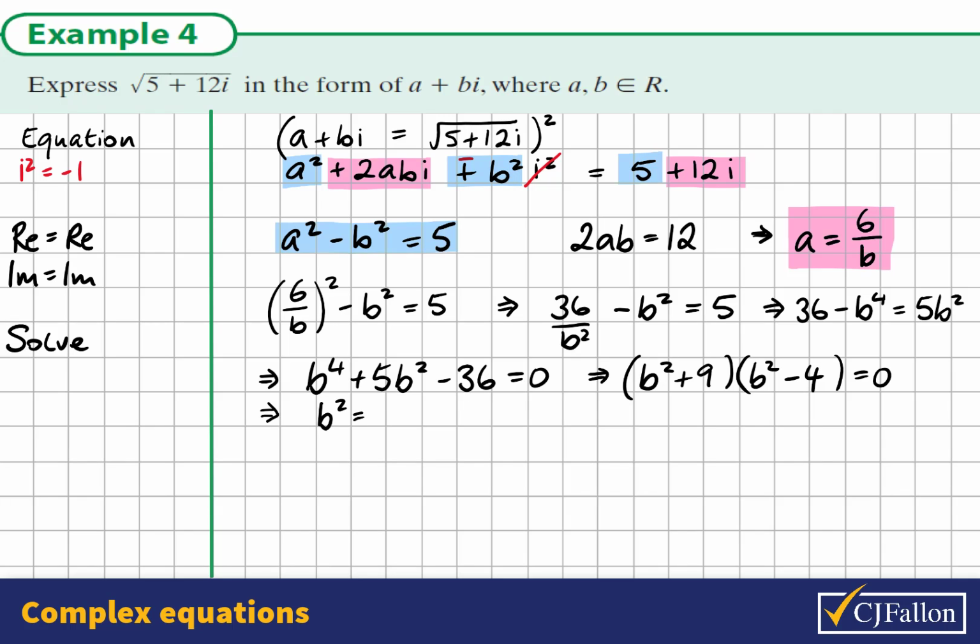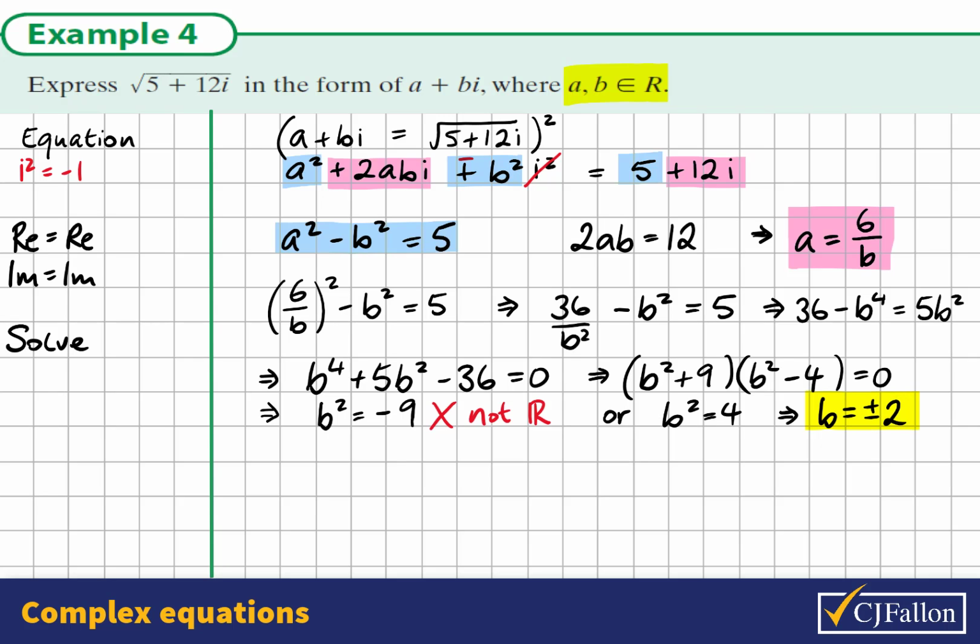This gives us two possible sets of solutions. Either b squared is equal to -9, but this is not possible because we're told at the start that a and b are real numbers. If b squared was -9, well then b would be plus or minus the square root of -9, and that's not real. And the other option is that b squared is equal to 4, giving that b is equal to positive or negative 2. So these two solutions are real, they're possible.